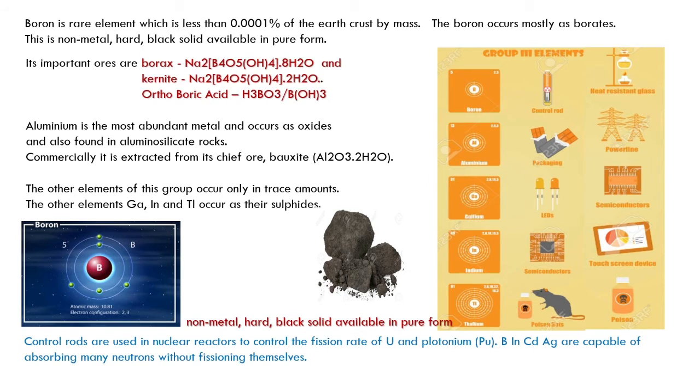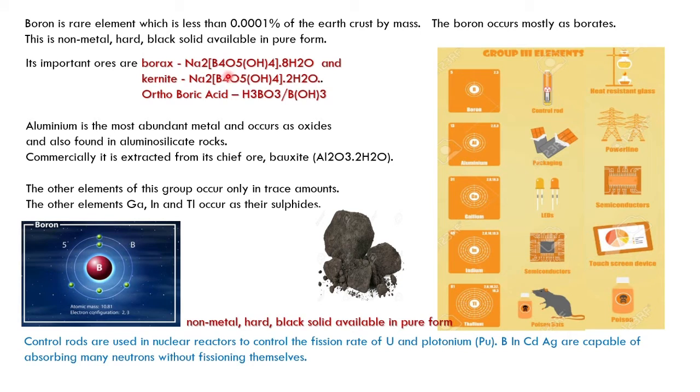Now we'll see about boron. Boron is a rare element; only 0.0001 percent can be obtained from the earth's crust. It is mostly found in the form of borates. Boron is a non-metal, available as a hard, black solid. An important ore of boron is borax.